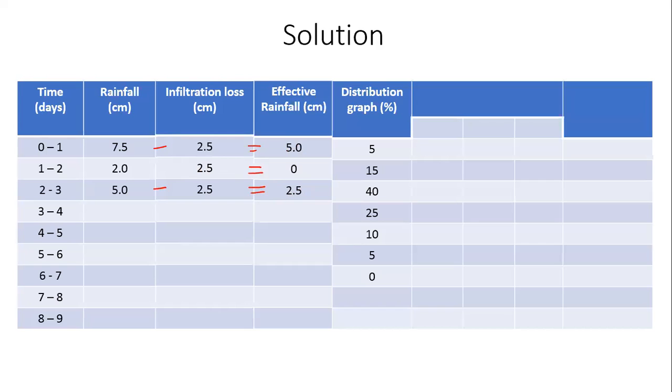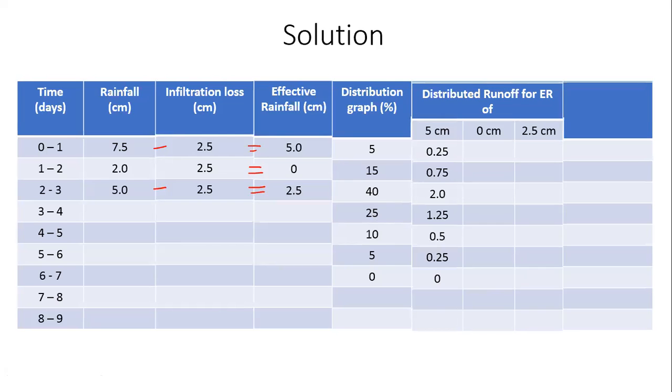So we have the distribution graph. In this column, instead of your unit hydrograph, you have the distribution graph. 5% of the runoff happens on the first day, 15% on the second day, 40% on the third day, and so on. Clearly, if I sum up all of this, you should get 100%. 5 plus 15 is 20, 20 plus 40 is 60, 60 plus 25 is 85, 85 plus 10 is 95, 95 plus 5 is 100. So all the runoff is accounted for. These are the distribution percentages over the 6 days.